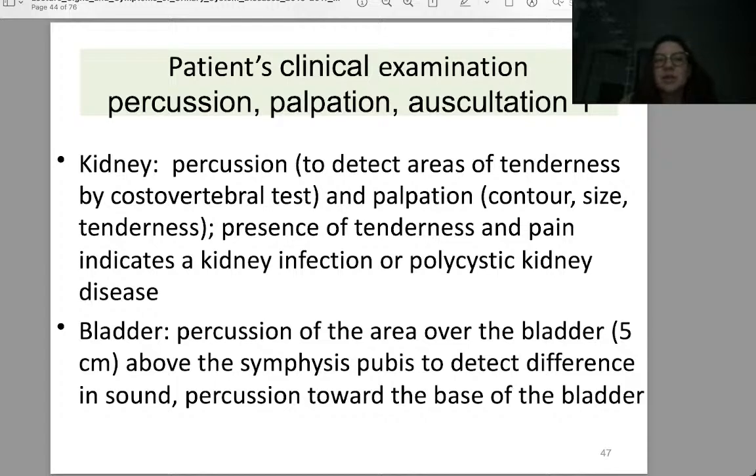Percussion, palpation, and auscultation. Investigation of kidneys. In percussion, you can detect areas of tenderness by the costovertebral test, and palpation. With palpation, we can find contour, size, and tenderness. Presence of tenderness and pain indicates a kidney infection or polycystic kidney disease. Bladder. In percussion of the area over the bladder, 5 cm above the symphysis pubis, detect a difference in sound on percussion towards the base of the bladder.